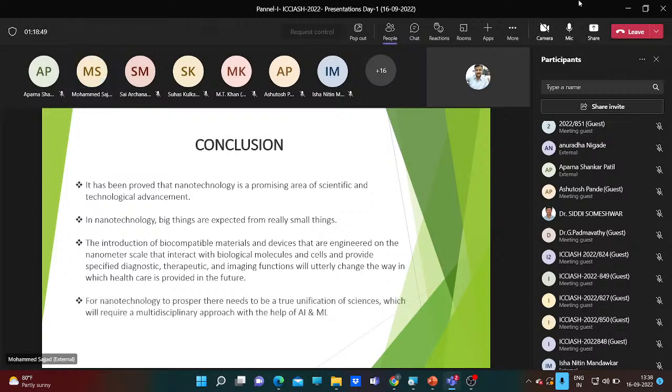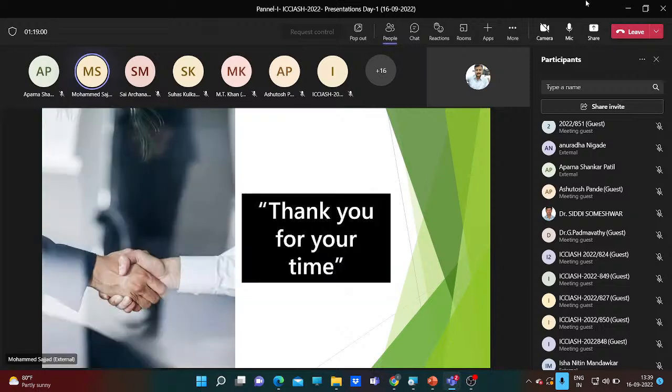For nanotechnology to prosper, there needs to be a true unification of science, which will require a multidisciplinary approach with the help of artificial intelligence and machine learning.